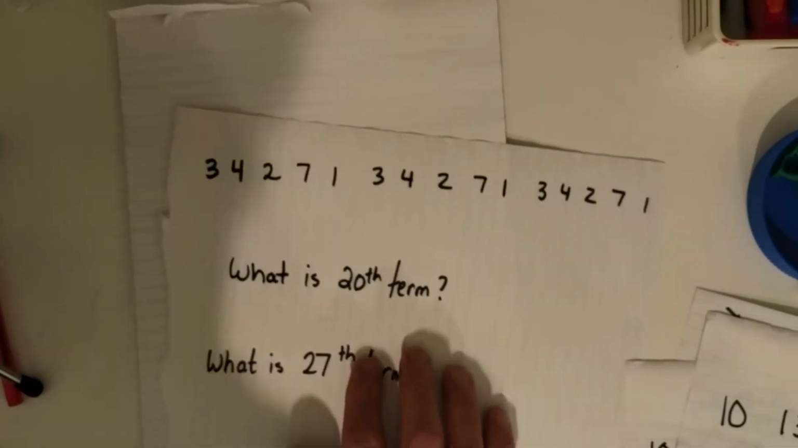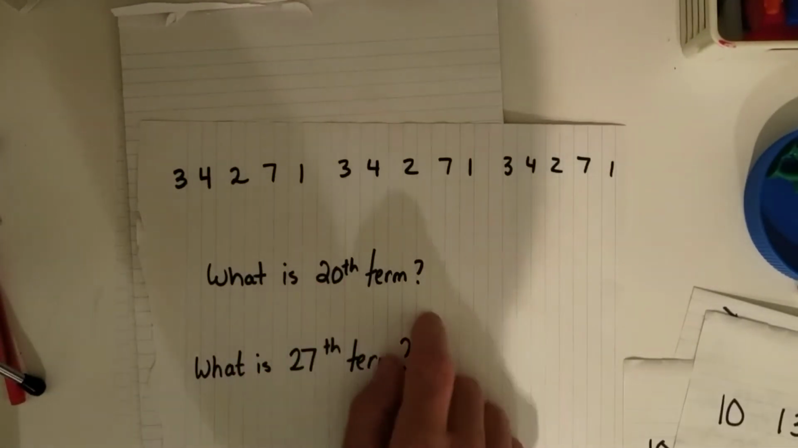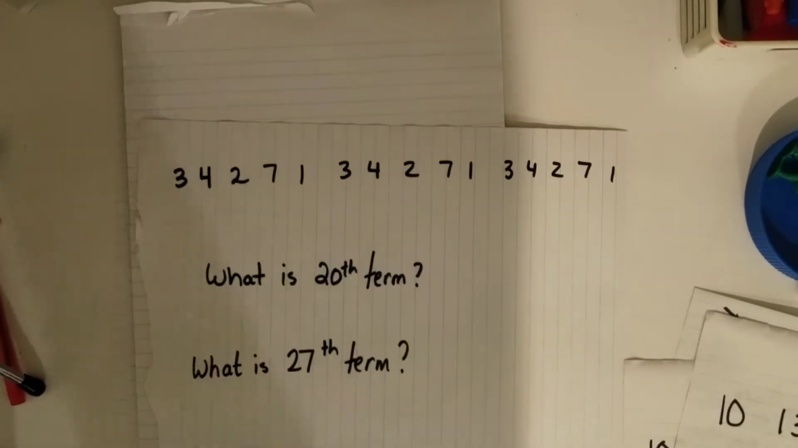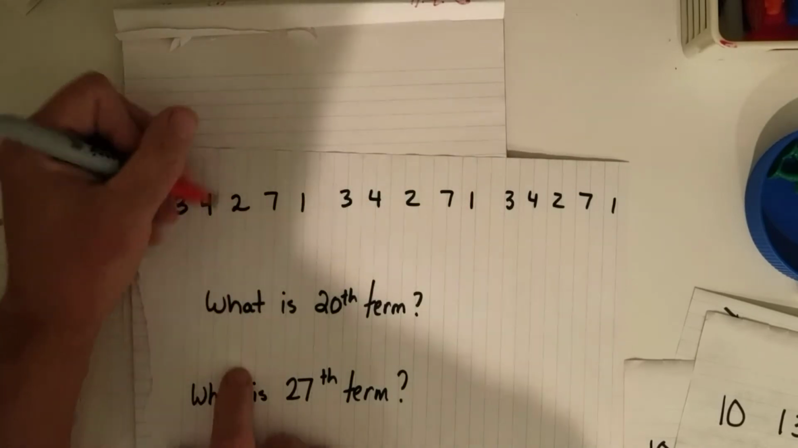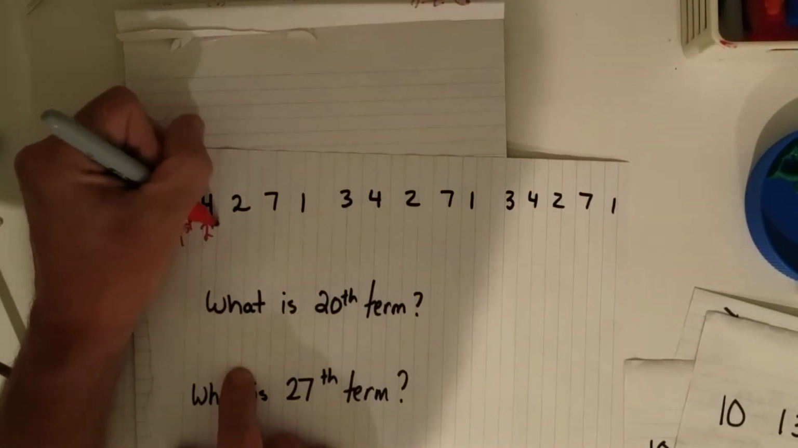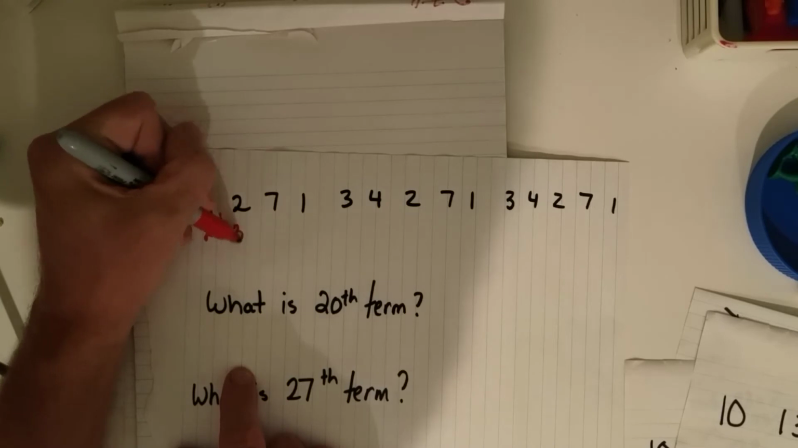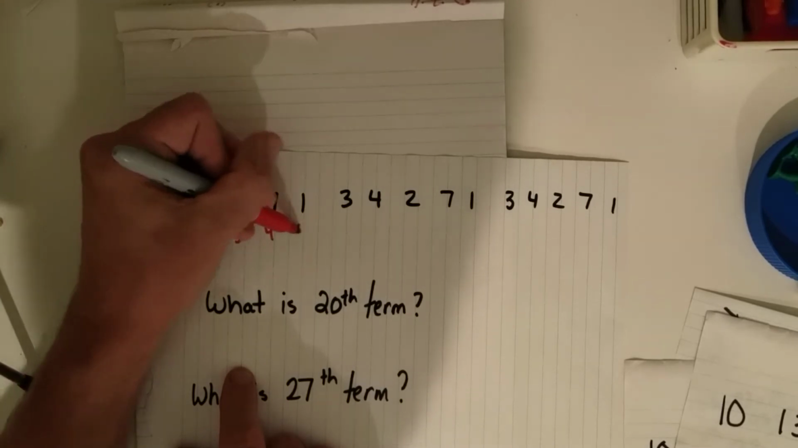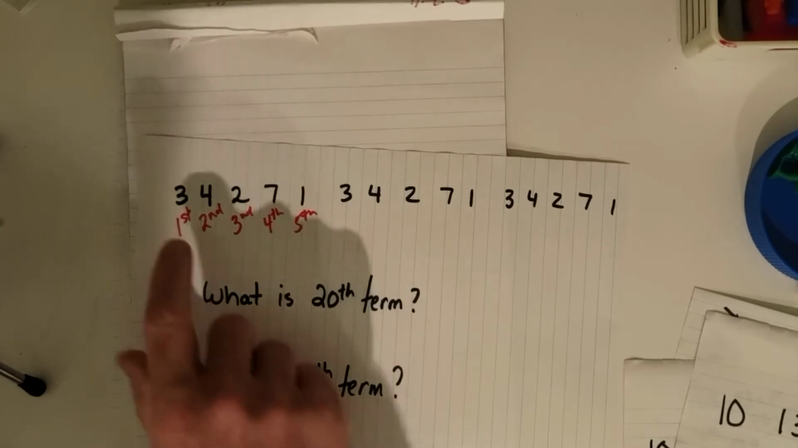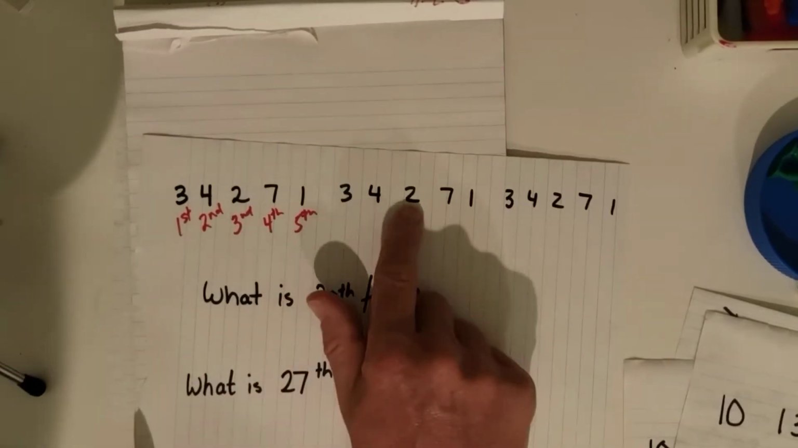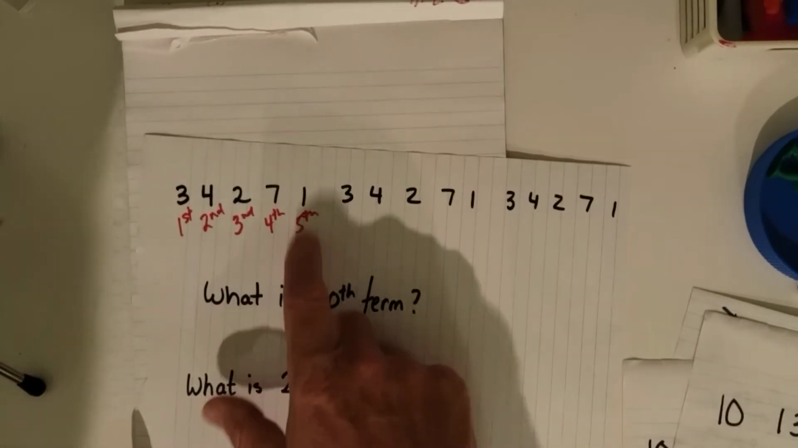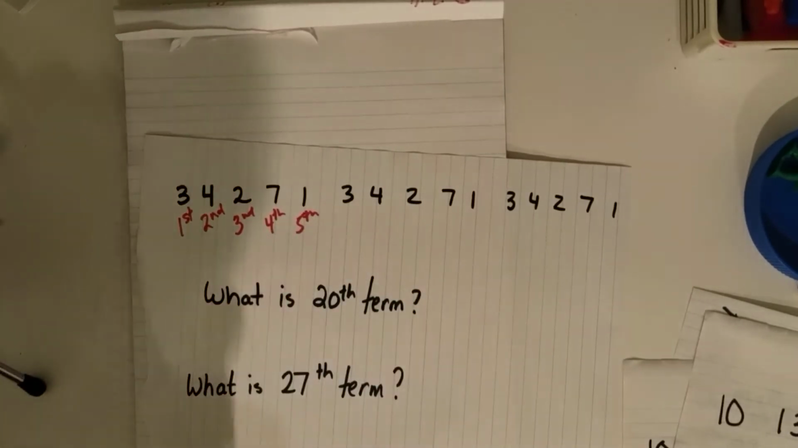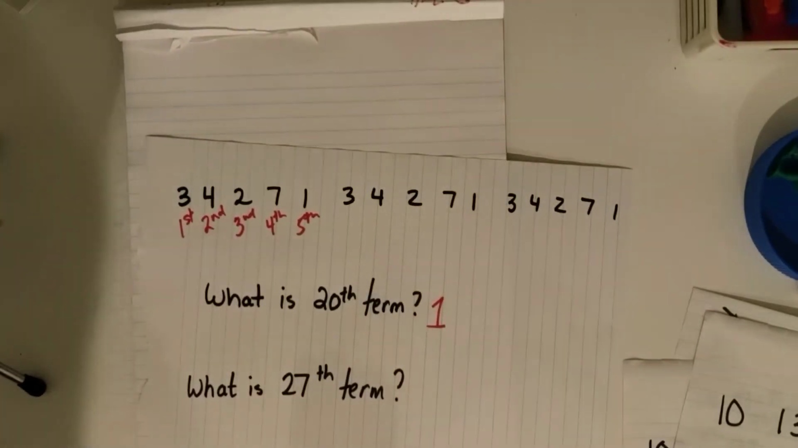Let's talk about finding an exact term. So we've practiced this. What is the 20th term? Here we have a repeating pattern. So one way they can do that is simply by counting to 20. So there's our first term, our second, our third, our fourth, our fifth. If I kept going 1, 2, 3, 4, 5, 6, 7, 8, 9, 10, 11, 12, 13, 14, 15, 16, 17, 18, 19, 20, my 20th term is 1. So that's one way to do it.